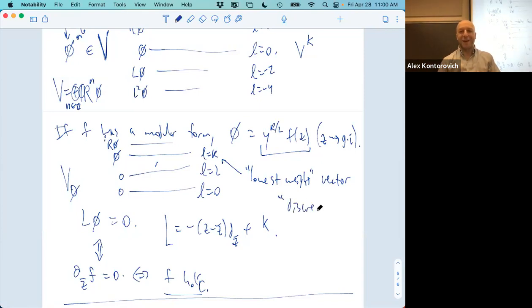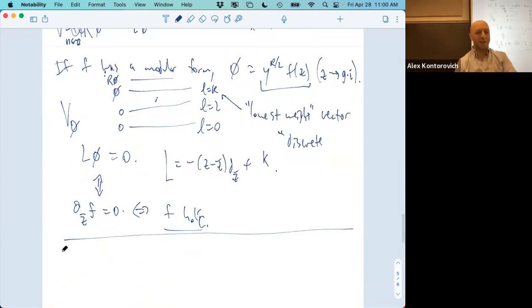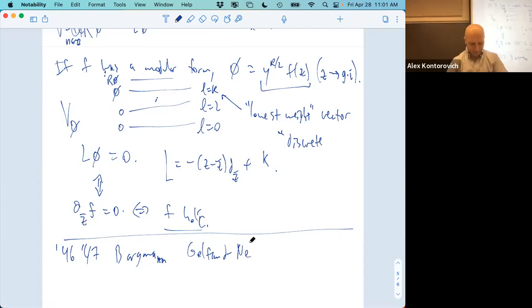I'm not going to get into the complete classification of the irreducible representations of SL2R, which we do have. So let me point out that in the 40s, '46, '47, something like this, Bargmann, a physicist here in the US, and independently, Gelfand and Neumark gave a complete classification of irreducible representations of SL2R.